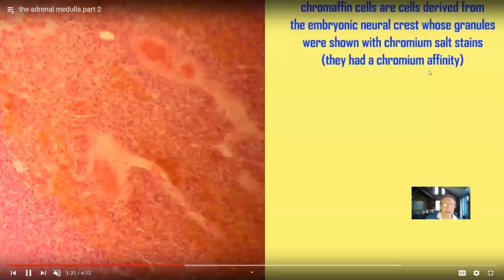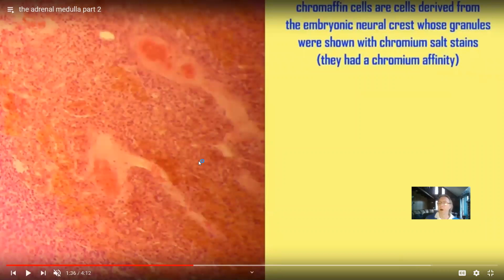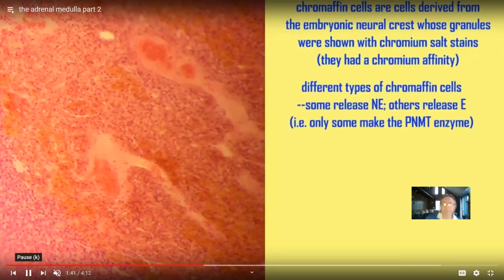These chromaffin cells are derived from the same embryonic precursors as the sympathetic neurons of the autonomic nervous system. They're called chromaffin cells because originally they were stained with chromium. They had an affinity for chromium, hence the name. It turns out that there are different kinds. So some are releasing norepinephrine while others convert norepinephrine into epinephrine. So they don't release both. Some cells produce one, some cells produce the other. The adrenal medulla, 80% of what it releases is epinephrine, 20% is norepinephrine.